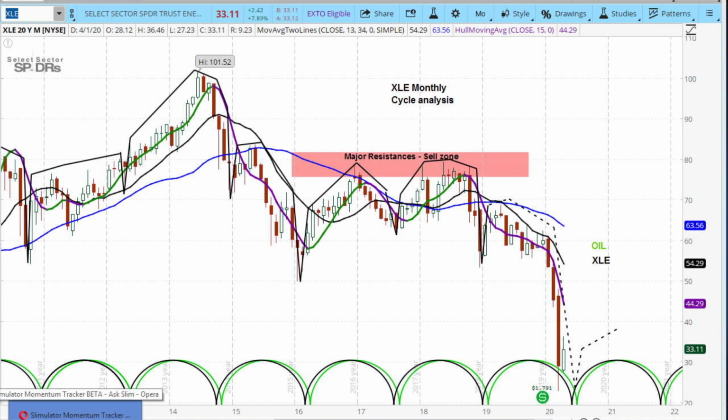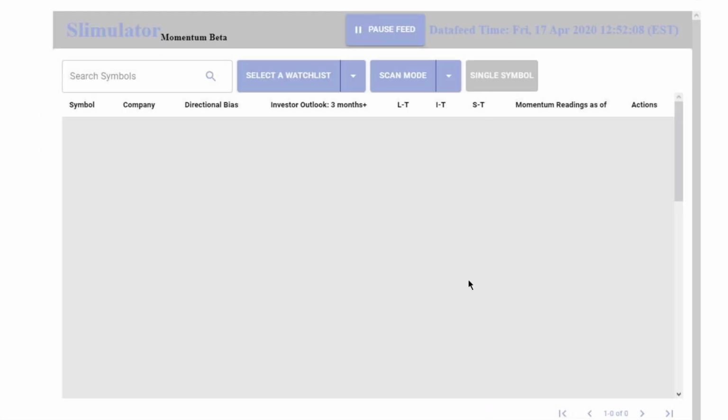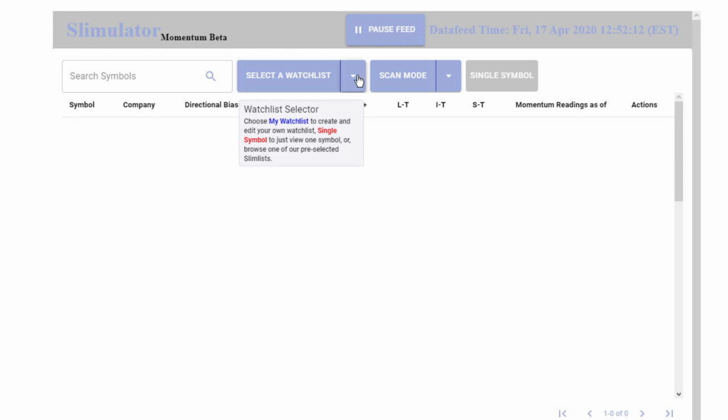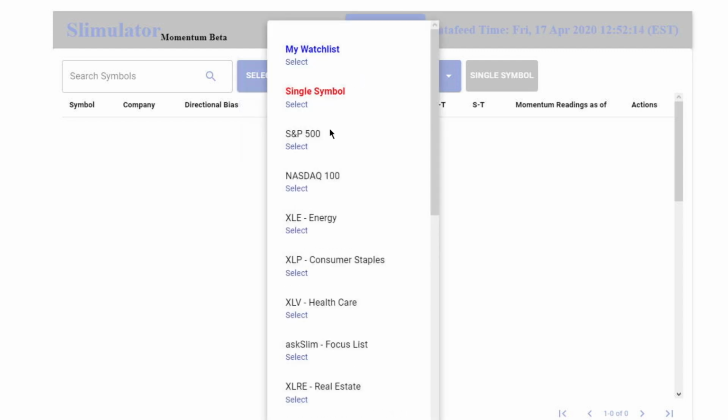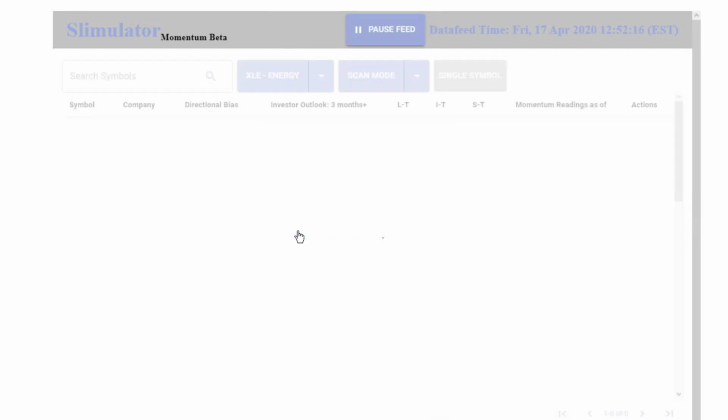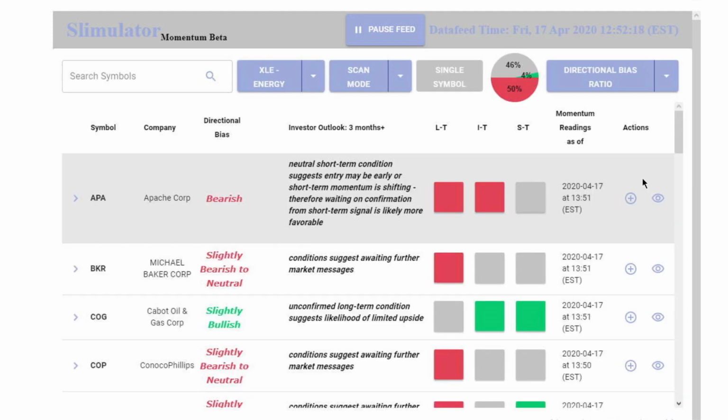Now, what about the momentum in these things? How will you really know? Well, I'm going to switch over to our momentum tracker right over here, and I'm going to pick a watch list in here that is the energy. We'll just look at the XLE, and there it is right over there.